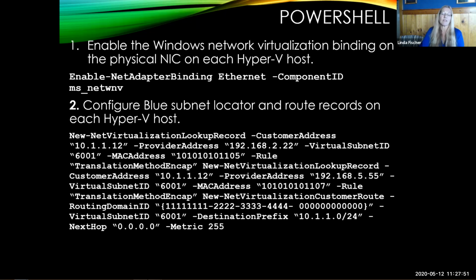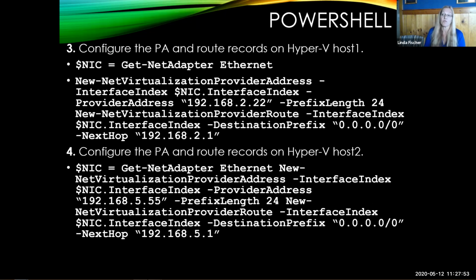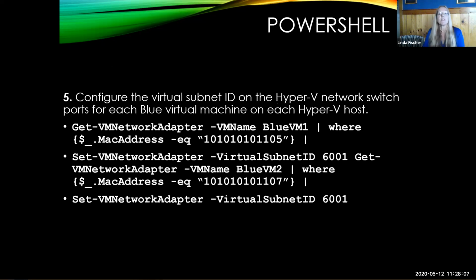And this is one of the uglier PowerShell scripts for sure. Then you're going to configure the PA and route records on host 1 and then on host 2. And then you're going to set the subnet IDs on the virtual switches for each VM on each virtual host. And then you're going to repeat the whole process again for the red network, your other tenant. So yeah, it's quite extensive.